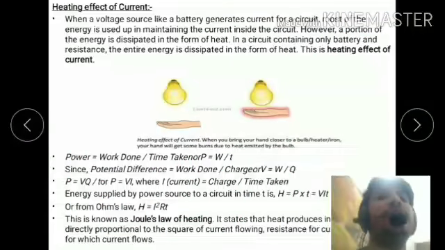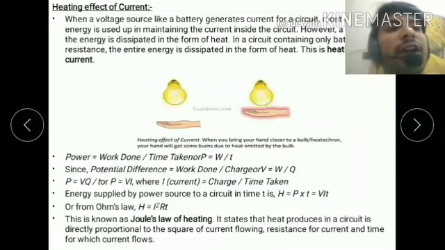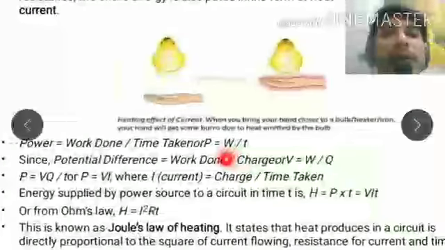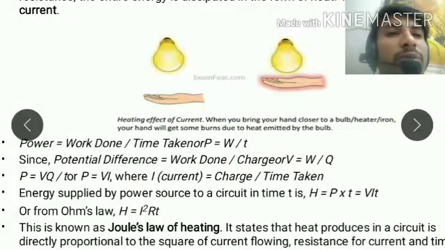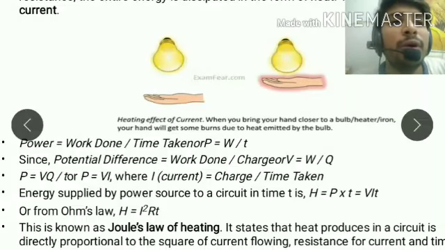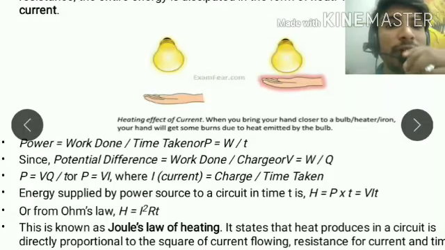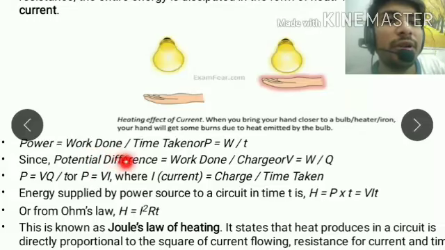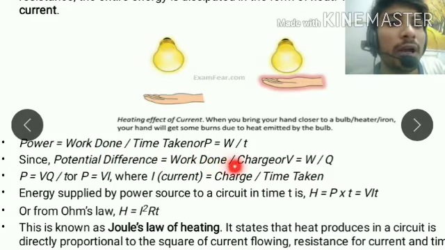So we can determine the power in different ways and by different formulas. Look at that. Power is equal to work upon time. The unit of work is joule and the unit of time is second. Since potential difference V is equal to work upon charge, work upon Coulomb charge.